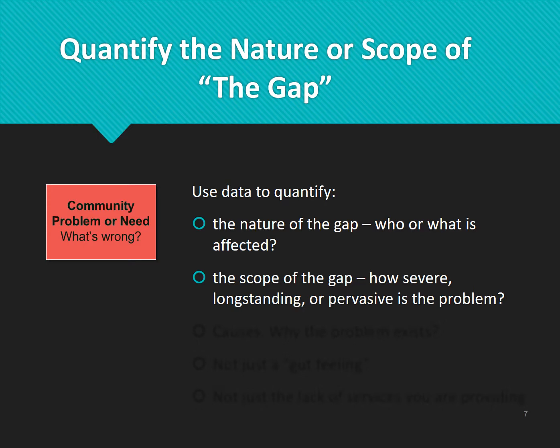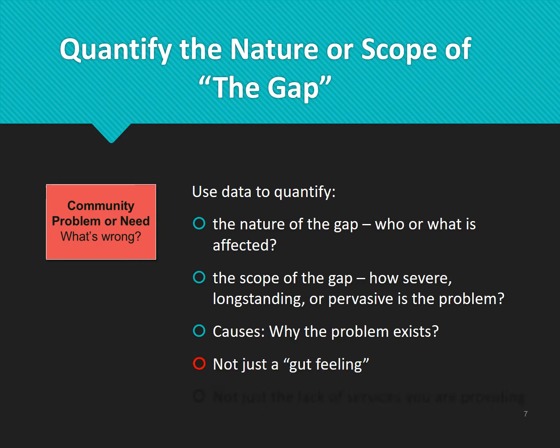How many individuals or families are directly affected by the problem, either in absolute terms or as a percentage of the entire community? Explore the causes of the problem, why the problem exists, and how it came about, such as historical data showing how the problem started and how long it's been around. Knowing the cause of the problem can help you define your solution and inform your choice of services and activities. Don't just rely on a gut feeling about what's going on, and don't define the problem simply as the lack of services you are providing.